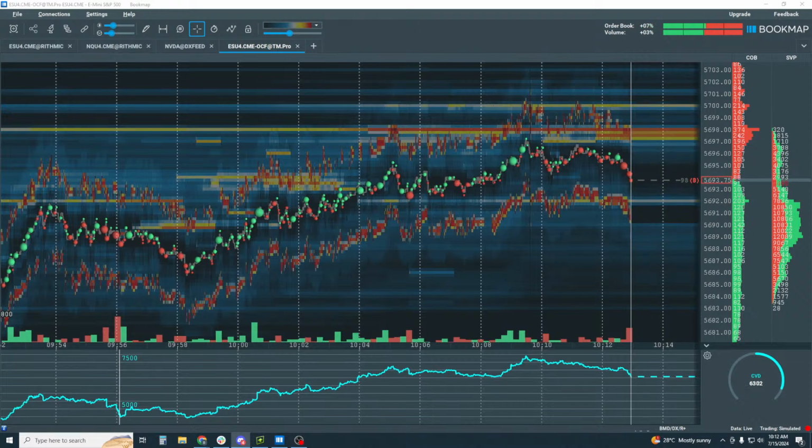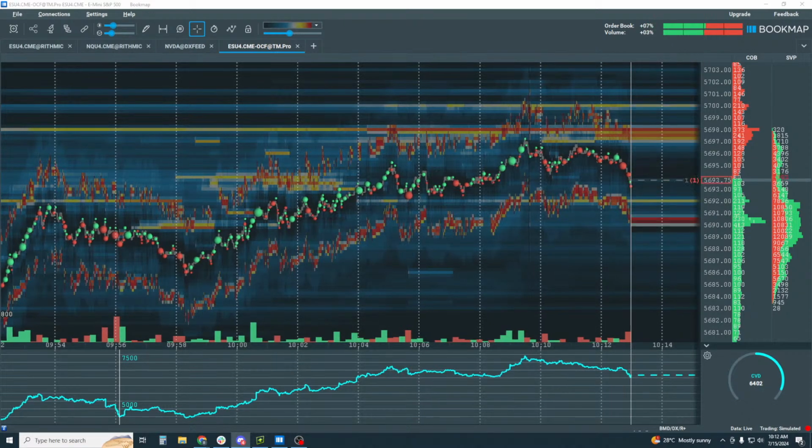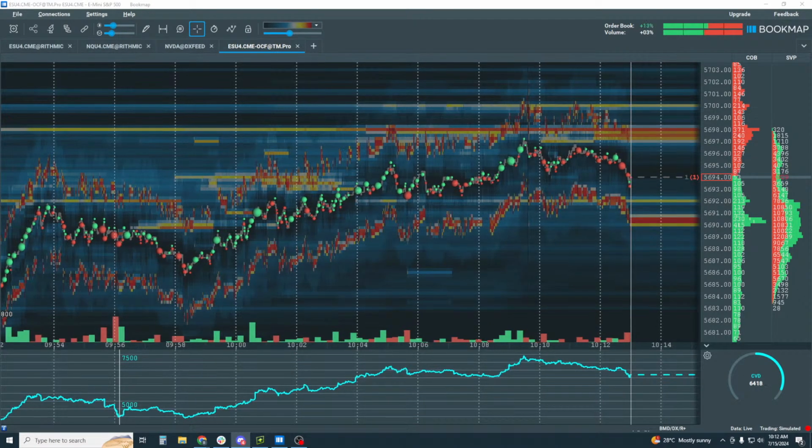Let's see, you notice the multi-brackets doesn't apply across the DOM. It should. Yeah, it does.